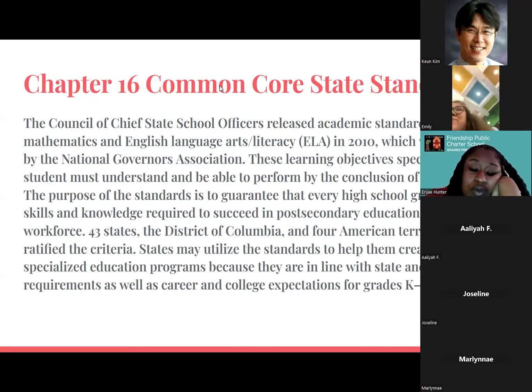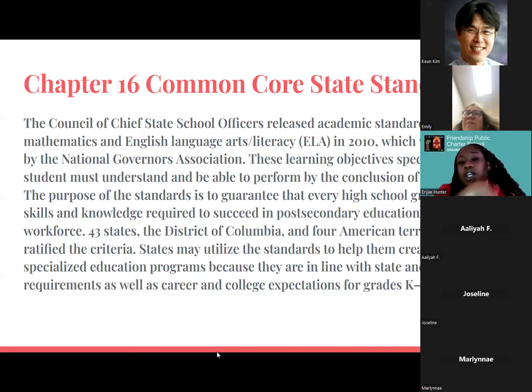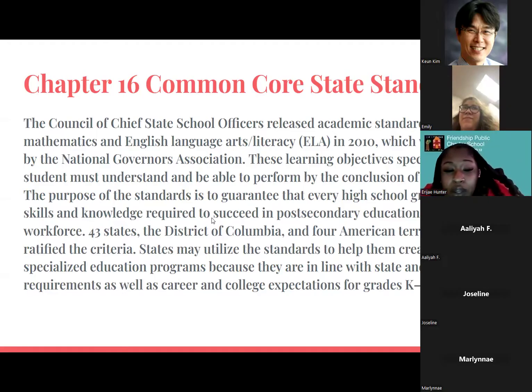So this slide goes into the Common Core standards. The Council of Chief State School Officers released academic standards in math and ELA in 2010, which was publicized by the National Governors Association. These learning objectives specify what students must understand and be able to perform by the conclusion of each grade. The purpose of the standards is to guarantee that every high school graduate has the skills and knowledge required to succeed in college, trade school, the workforce, etc.